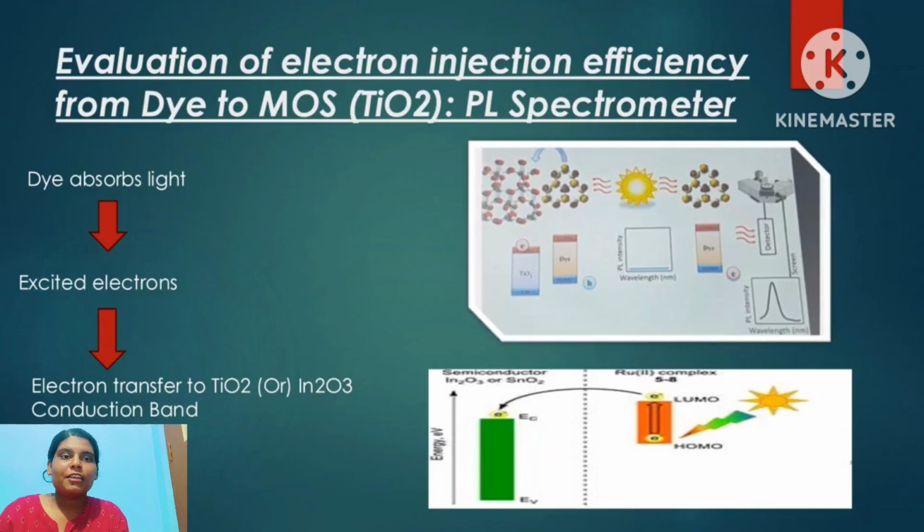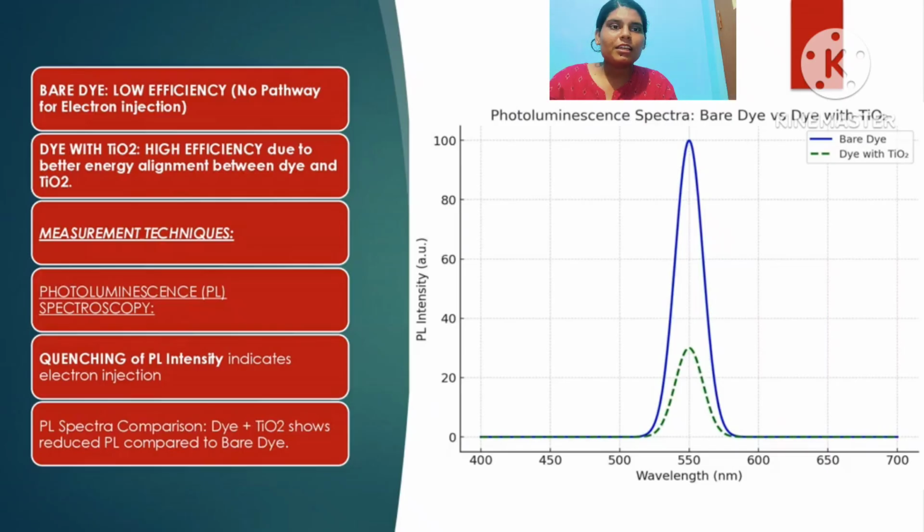So the final aspect in the evaluation of dye is the electron injection efficiency from the dye to the MOS. Basically, we are comparing two things. The first one is the bare dye, and the second one is the dye attached to a semiconductor layer. When we irradiate the bare dye with photons, the electrons get excited to the LUMO level, and it does not have any pathway to inject its electrons. So after some time, it will recombine with the hole in the lower layer, and this process is absolutely radiative, and we'll see a broader peak in the PL spectrometer. Whereas in the second case, we have the TiO2 layer or any semiconductor layer.